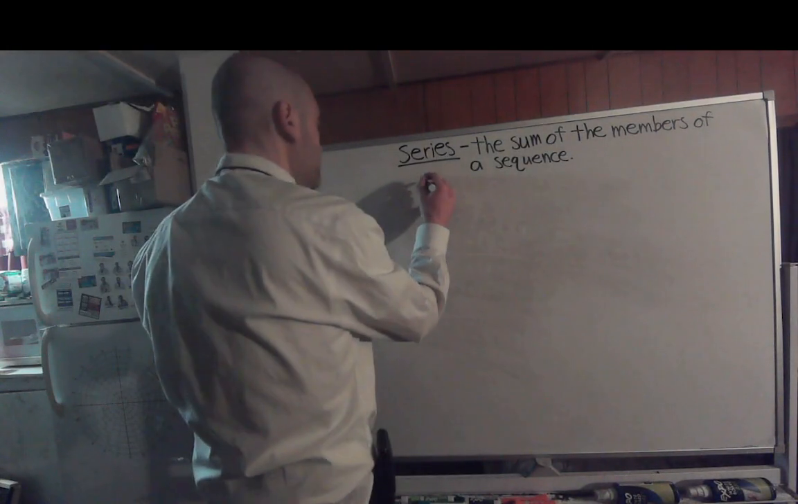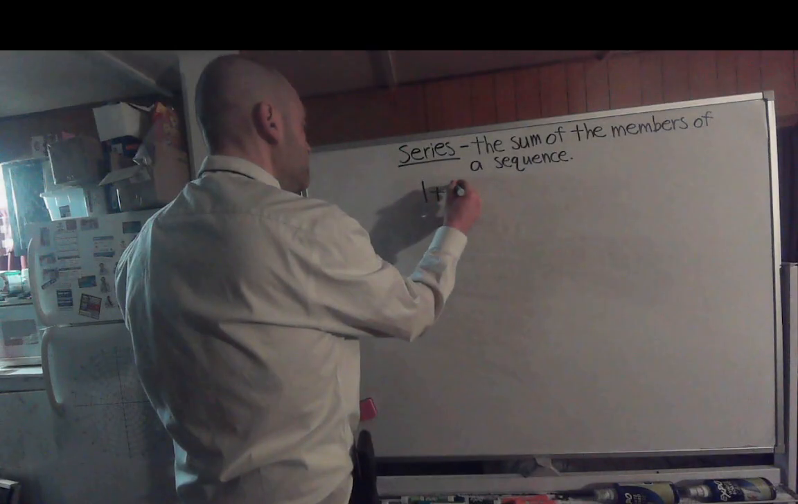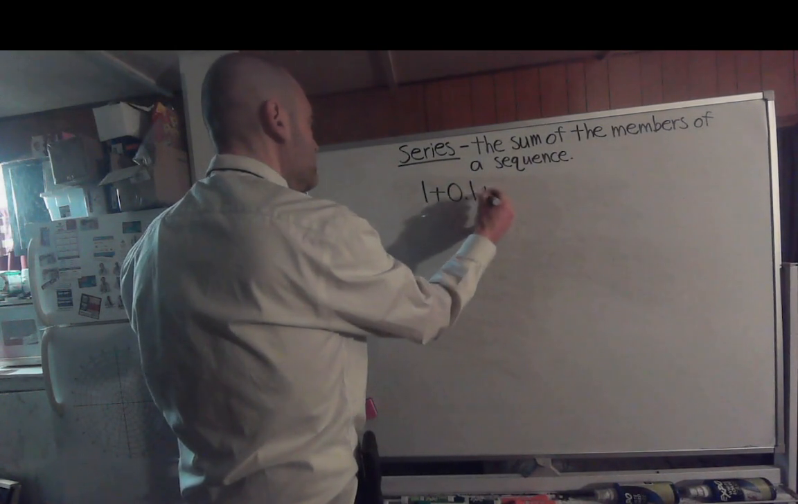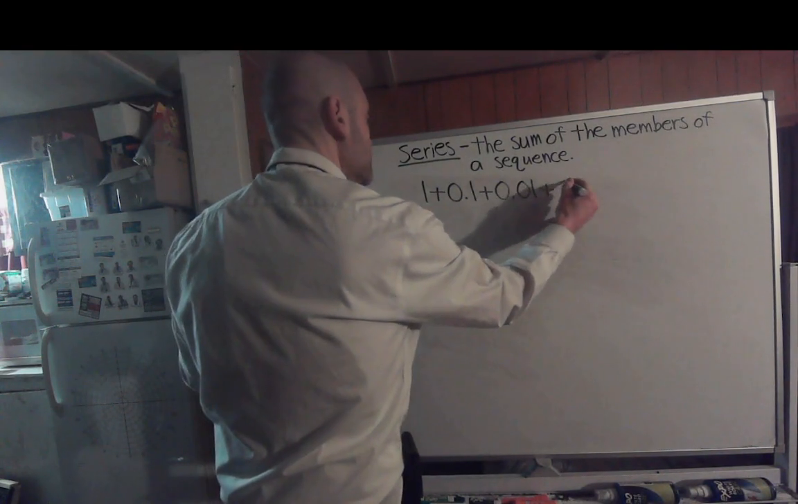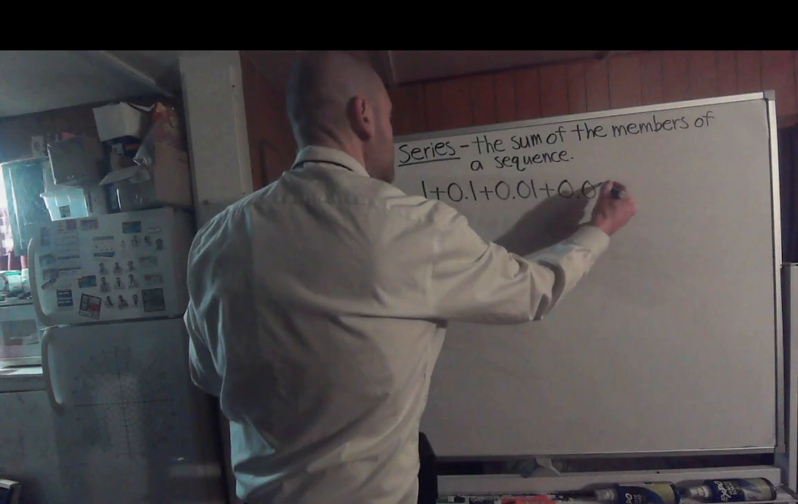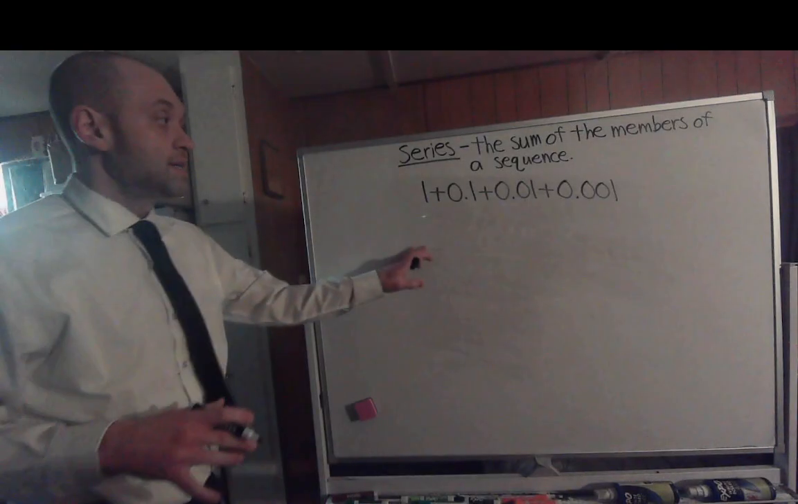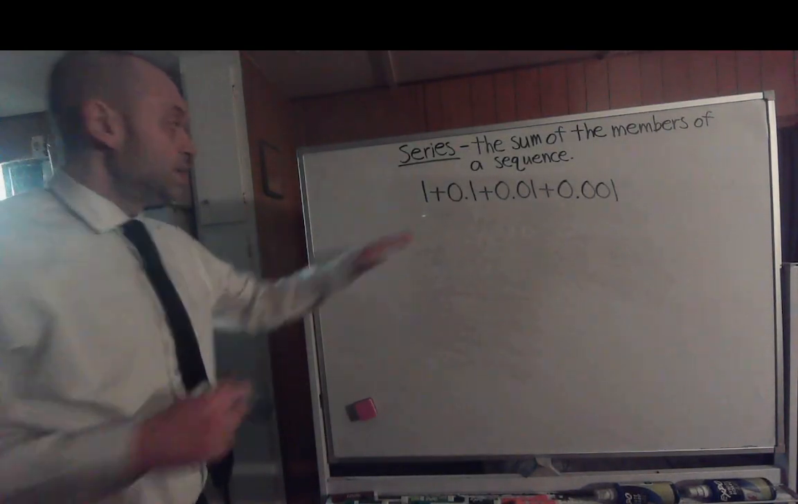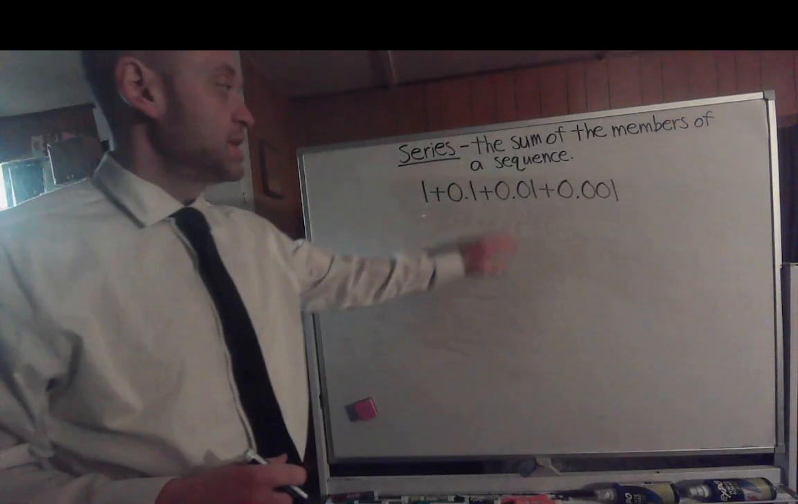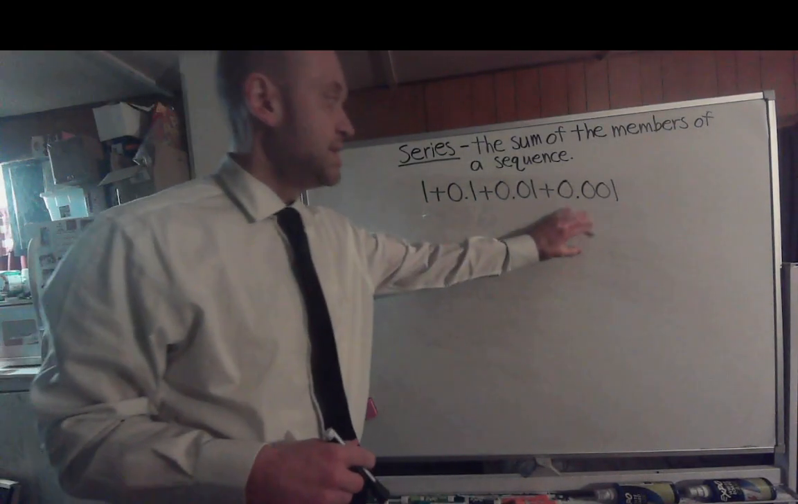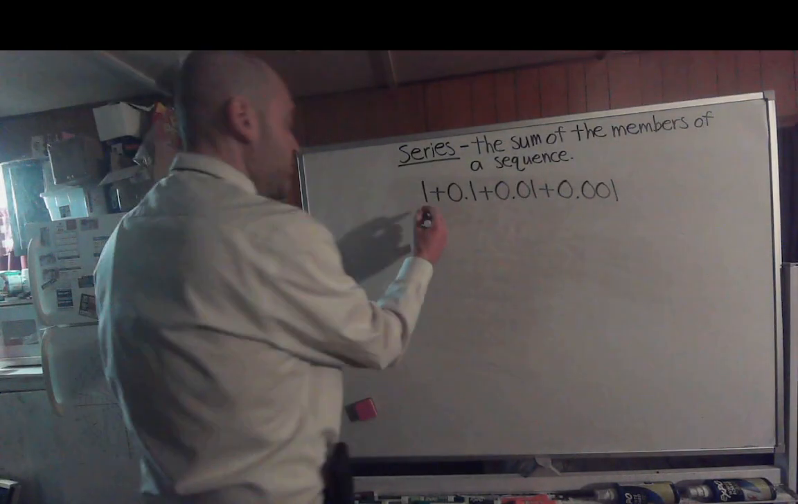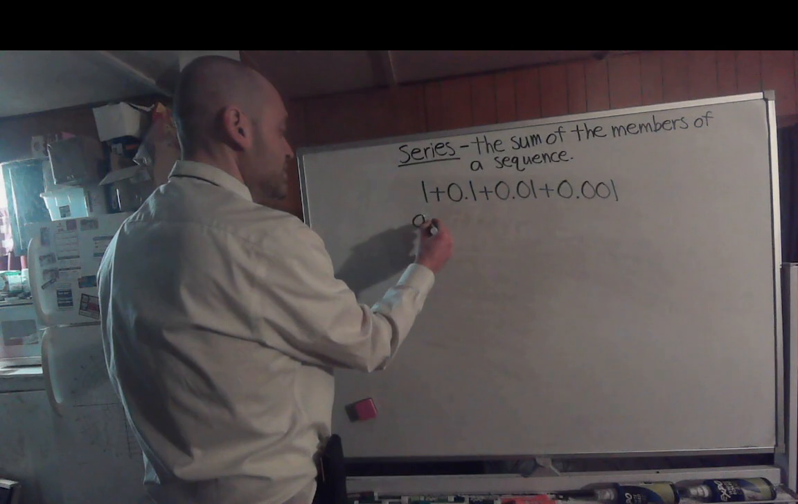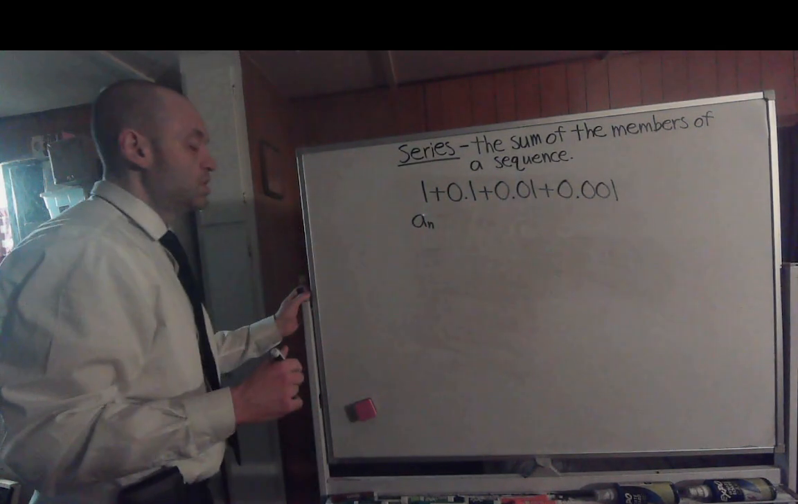All right, let's see. We have 1 plus 0.1 plus 0.01 plus 0.001. All right, so 1 plus 0.1 plus 0.01 plus 0.001. We need to find, of course, a formula if this were a sequence instead of a series.